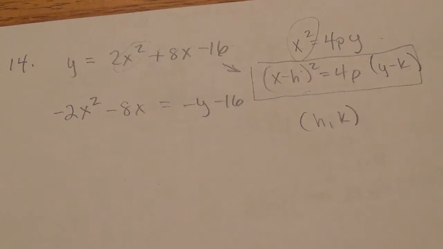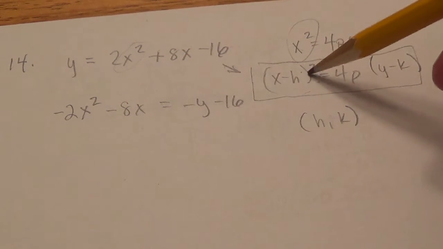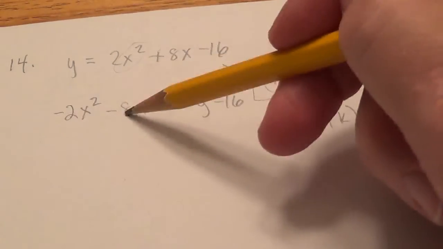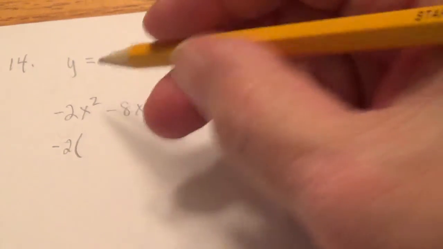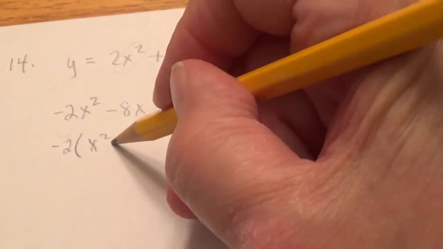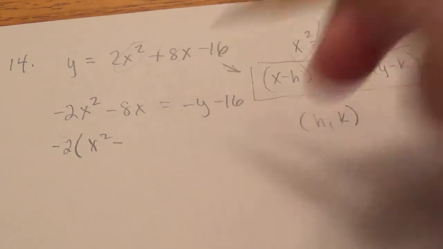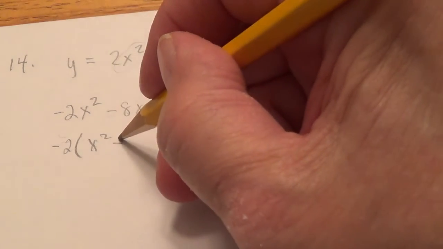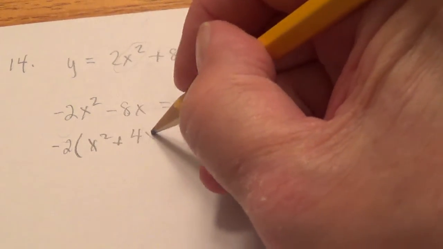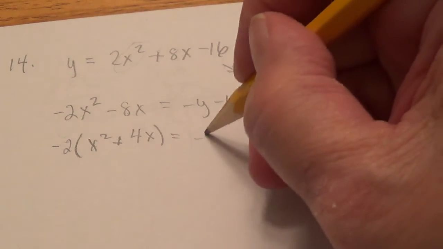All right. To continue to make it look like this, I'm going to complete the square, but I can't do that until I get this to be a 1. So I'm going to pull out what's common on the left. And I pull out a negative 2, and I'm going to get a positive 4x. Over here, I'll just leave that as it is for a little bit.